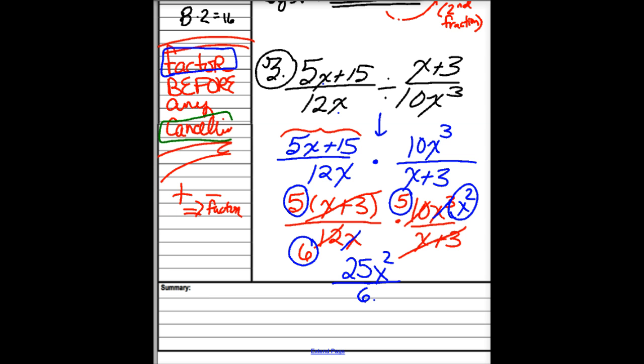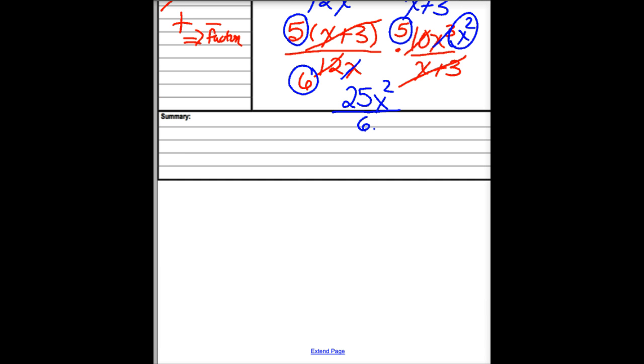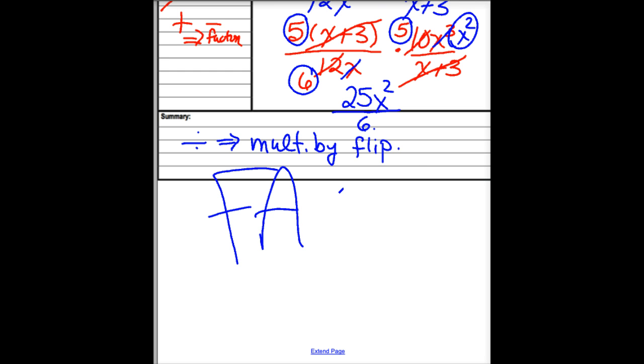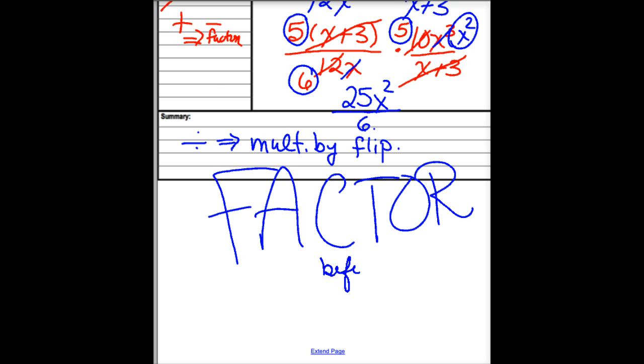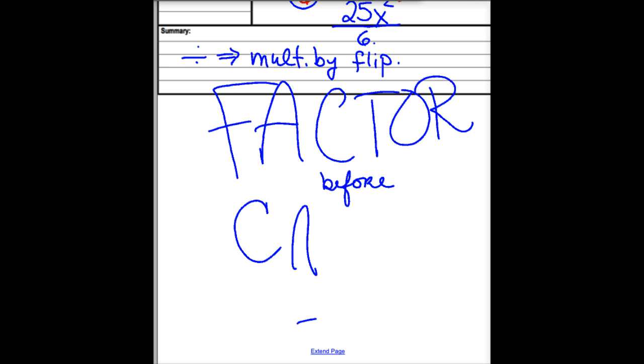All right, so our main summary today is that division implies that you're going to multiply by the flip. And as usual, we're going to remember to factor before we cancel.